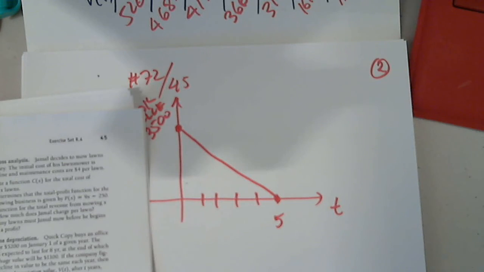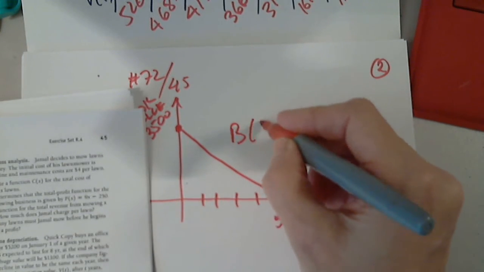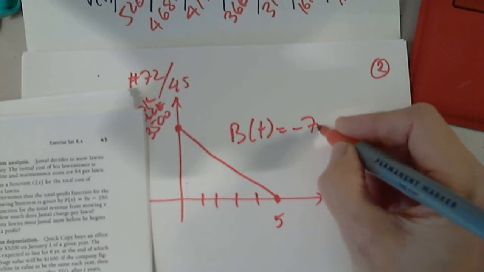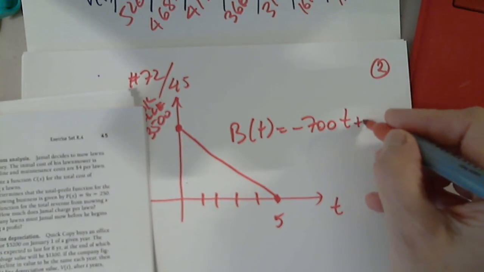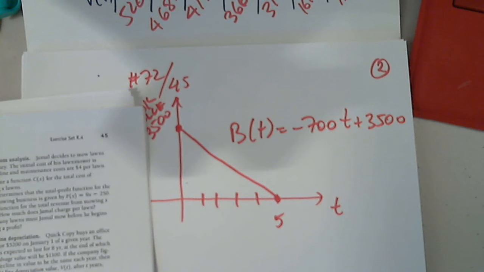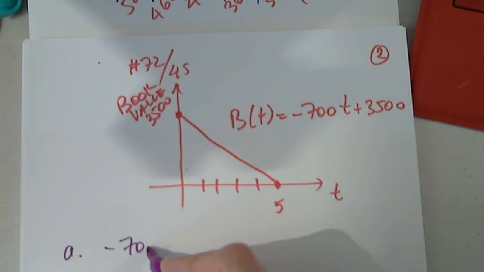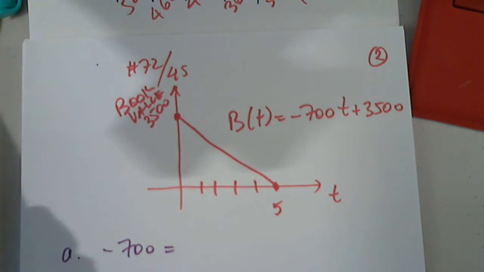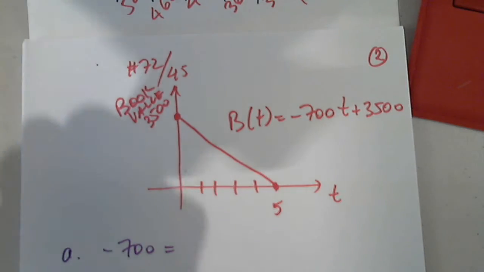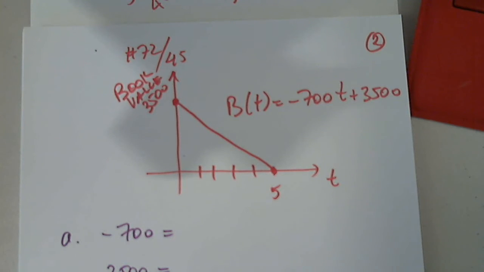Okay, here's the first question. We have the function. They're giving it to us. So we don't have to determine it. So it's negative 700t plus 3500. Okay, so let's read the first question. What do the numbers negative 700 and 3500 signify? That's our first step. So what does negative 700 represent, and what does 3500 represent? Can anyone say anything about those numbers? Anyone?